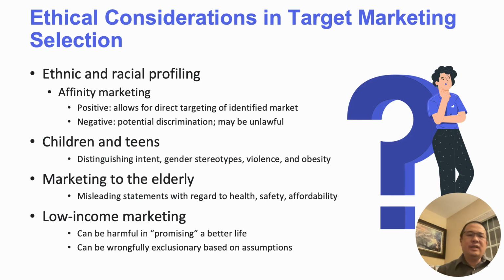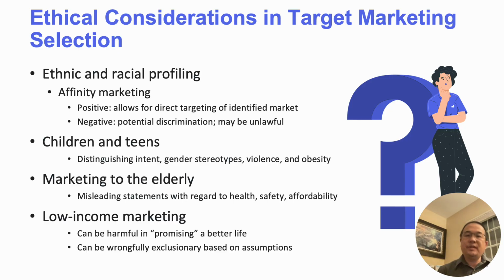On the negative side, there is potential discrimination, and that may be unlawful. Problems occur when companies exclude certain groups unfairly, make decisions based on stereotypes, treat customers differently because of race or ethnicity. As an example, showing housing advertisements only to one ethnic group could be discriminatory and in many places is illegal.